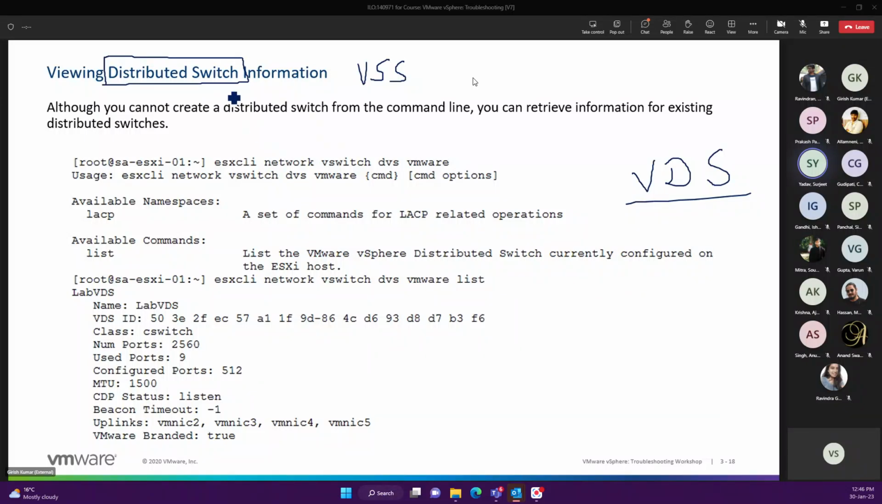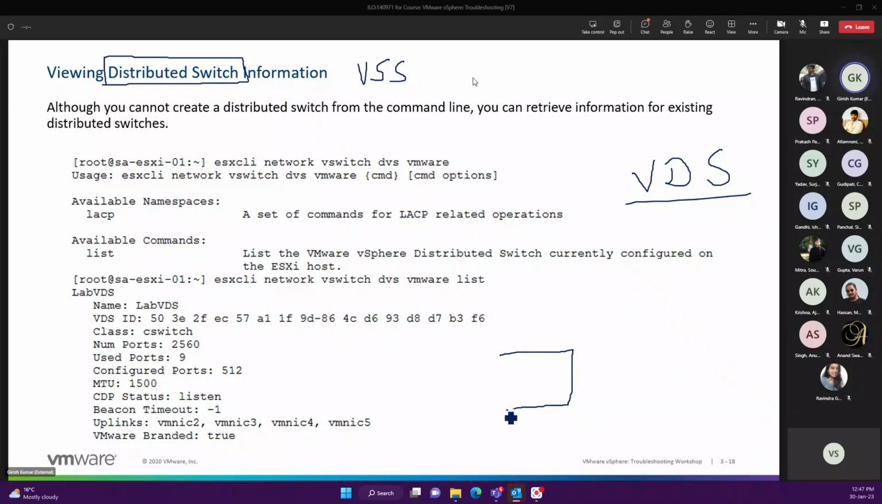So basically, the standard switch works on a standalone host. We can create it on the standalone host, but a virtual distributed switch is created at the cluster level. So if you want to add any kind of port group, we don't need to work on each and every ESXi host for the virtual distributed switch. But for the standard switch, we have to create it one by one for all of the ESXi hosts in that cluster. And there are many other policies that we can use on the VDS that cannot be used on the VSS.